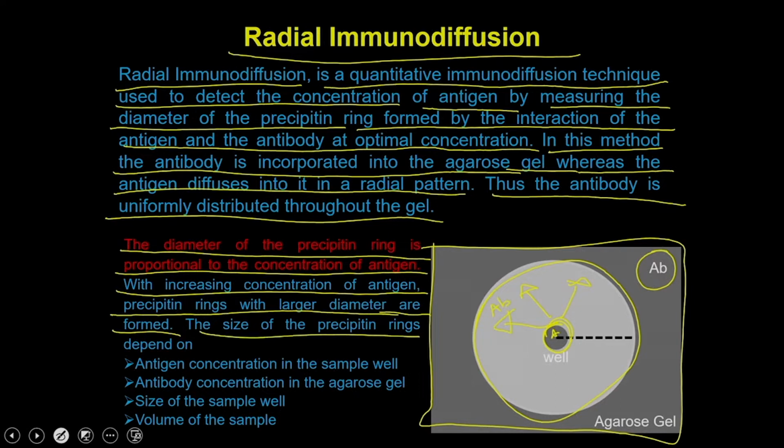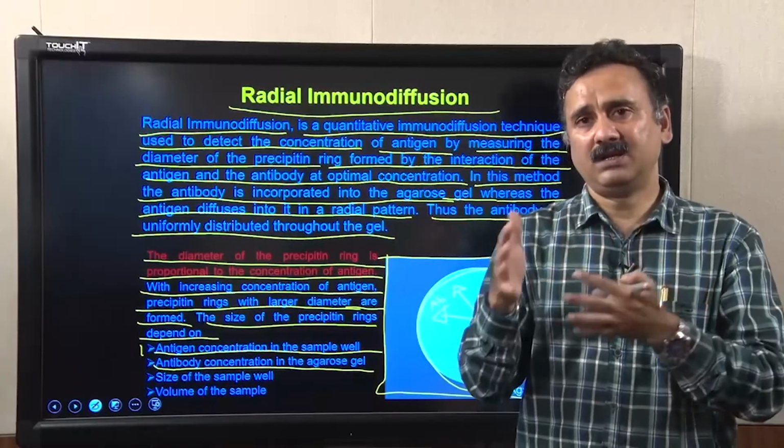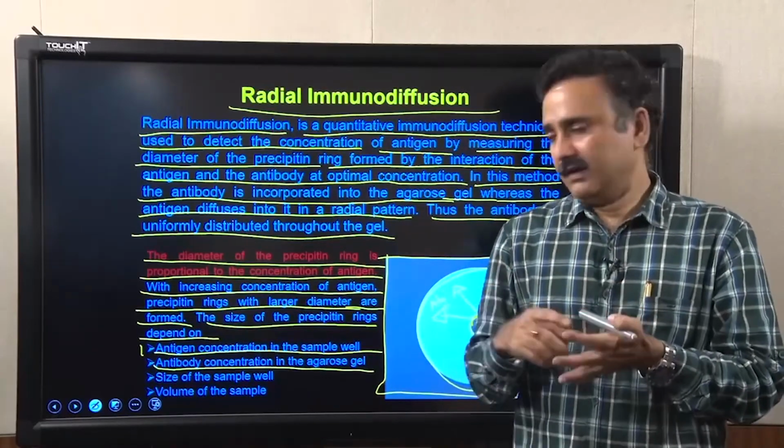The size of the precipitin ring will depend on the following 4 factors. Number 1, it depends on the antigen concentration you are taking into the sample well. Number 2, it also depends on the agarose antibody concentration, because if the antibody is the limiting factor, then even if the antigen is more, the precipitin ring will be proportional to the concentration of the antibody.